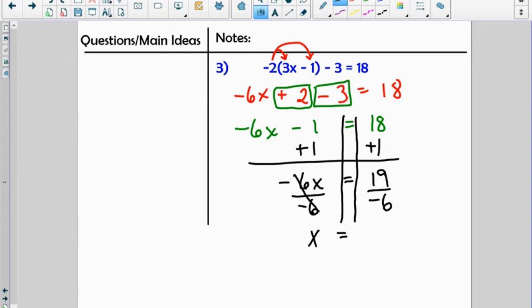And on the other side, I know I can't divide 19 by 6 because I'd get a decimal. It's actually a repeating decimal. So in this case, I'm definitely going to leave my answer as an improper fraction. And since 19/6 cannot be reduced, I can leave it like that.